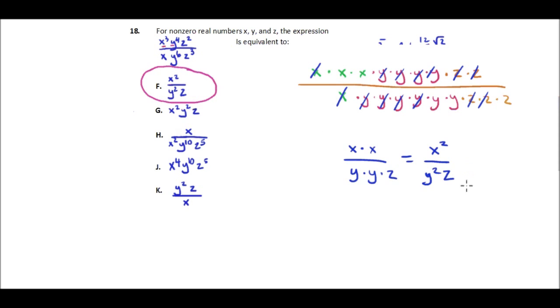But you can see that the really easy way to do this is just figure out what you've got on the bottom and top and then just cancel. That's the easiest way to answer questions with multiple variables in fraction form with exponents.